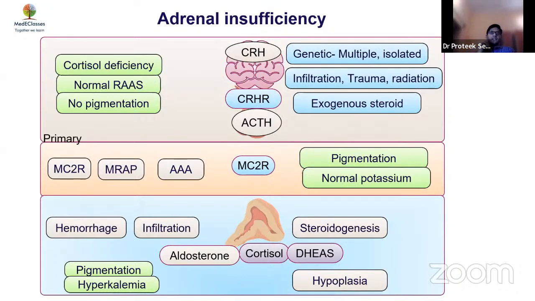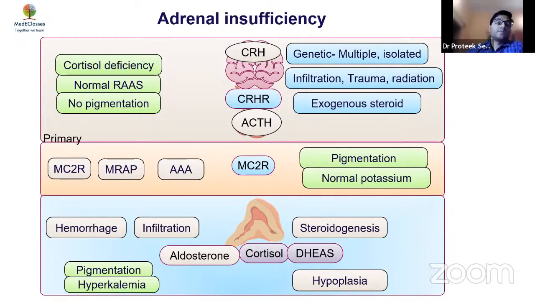Now, as mentioned, adrenal insufficiency might be primary or secondary. In secondary adrenal insufficiency, because it's only ACTH involved, cortisol will be deficient, but the RAS axis is normal. Low ACTH will not cause any pigmentation. But when we come to the receptor problems such as MC2R, MRAP, or AAA, there will be pigmentation. Again, because only ACTH is involved, there will be normal potassium.